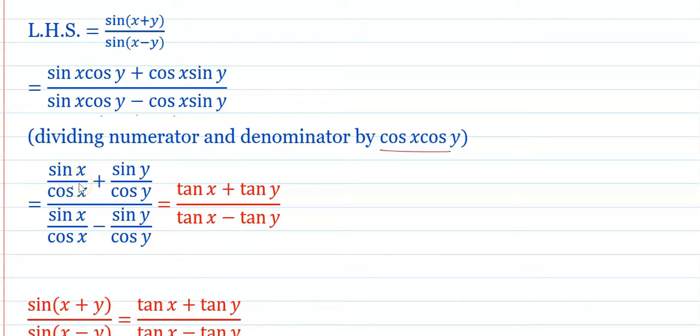Next, if we divide by cos x into cos y again, then cos x will get cancelled, and you get sin y upon cos y.